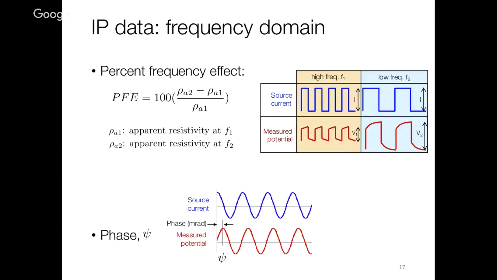We can do it in time domain. We can also do it in frequency domain. One of the things is that if you had a source current that looks like this, and then you measured the potentials, it might look like this. There's a little bit of a phase lag here. And so that is, again, due to accumulation of charges. So sometimes you'll see frequency domain done. And these values here would then be in terms of radians, or because it's small, usually milliradians.